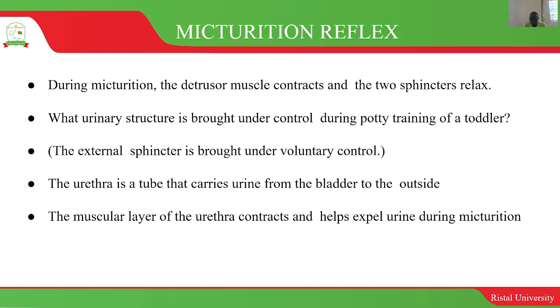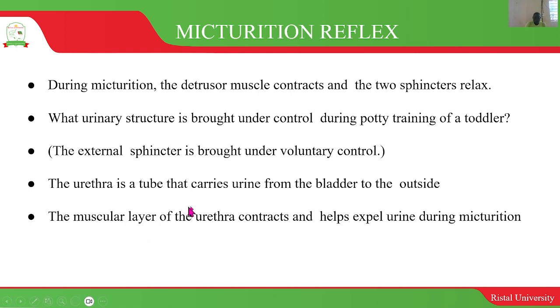During micturition, the detrusor muscle contracts and the two sphincters relax. What urinary structure is brought under control during toilet training of a toddler? This is a question. The external sphincter is brought under control. Here we are trying to train this child to exercise the external sphincter because it's under voluntary control, so that the child gets used to it and to prevent bedwetting.